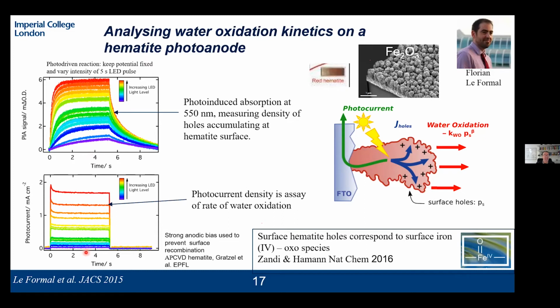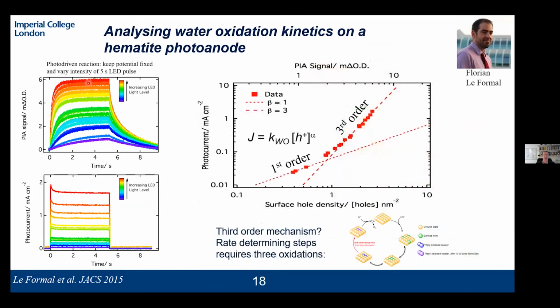Then we can change the light intensity, and we measure how the current density changes, and how the density of holes at the surface changes. When we do that, we can plot the current versus the number of holes at the surface. And we get, in this case, a rather striking and simple behavior: at low hole densities it is first order in the density of holes at the surface. As you go to higher hole densities, you end up with a reaction which goes up with the third power of the density of holes at the surface.